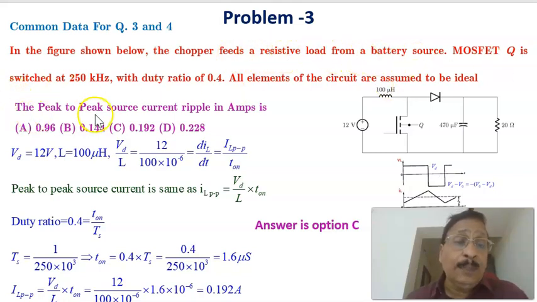The question is the peak to peak source current ripple in amperes. What is the peak to peak current at the source side? Of course. Now let us see that one.